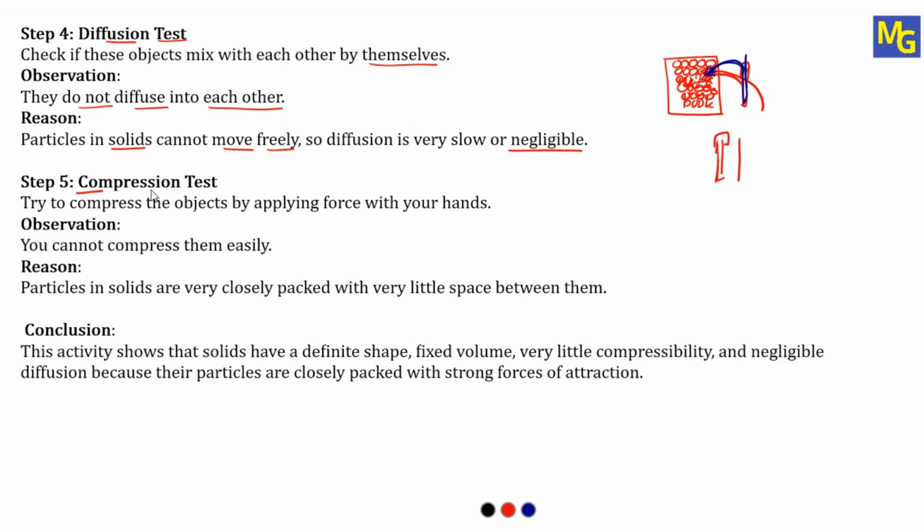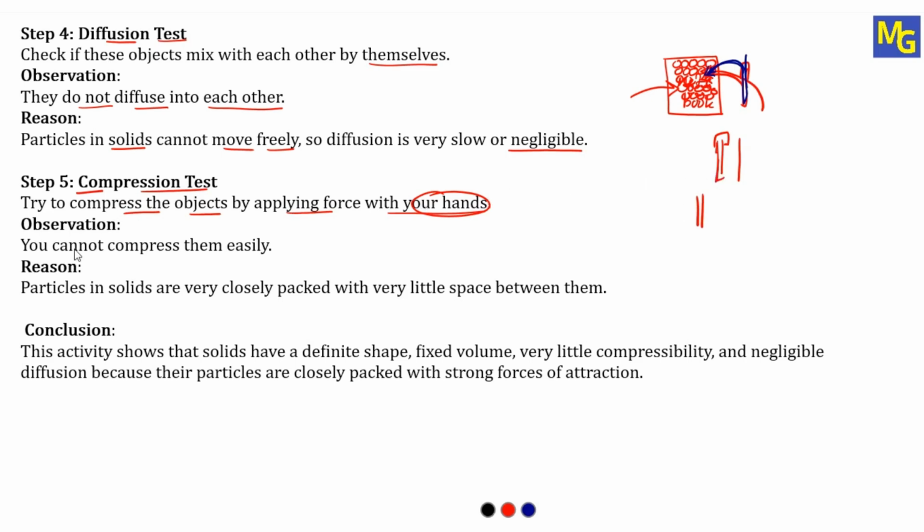Step number 5, compression test. Try to compress the object by applying force with your hands. So now we have to see the compression test. What you have to do? Take objects one by one and try to give force. Try to press it with your hands. Take the notebook first, press it and check whether the shape of the notebook is changing or not. Take the pen and press it with the help of your hand and check whether the shape of the pen is changing or not. Repeat this test with all the materials.